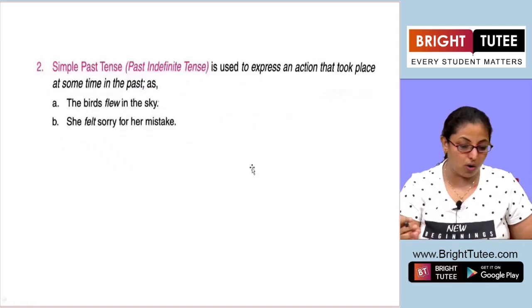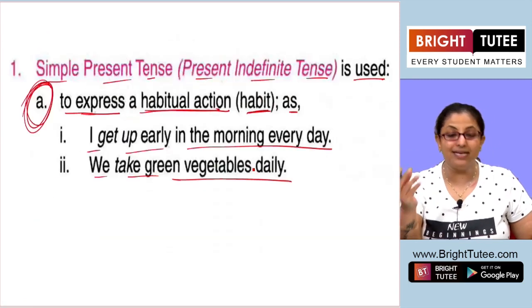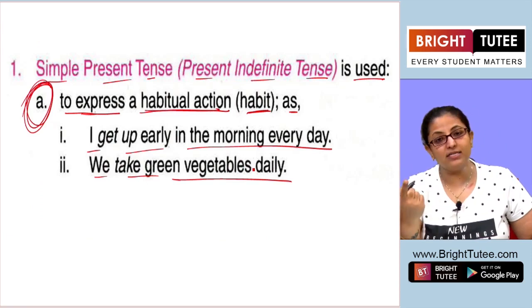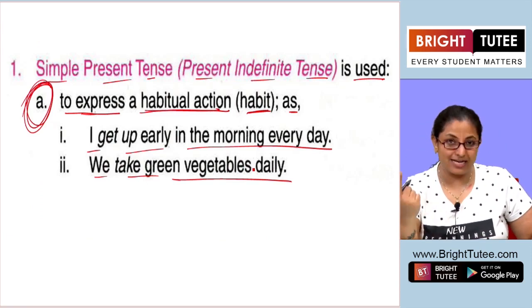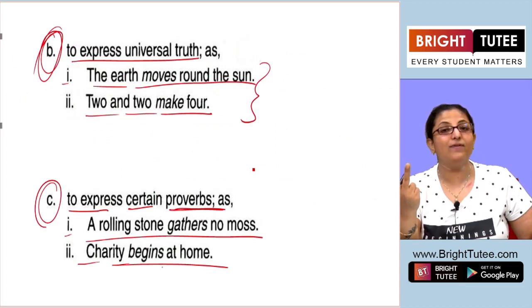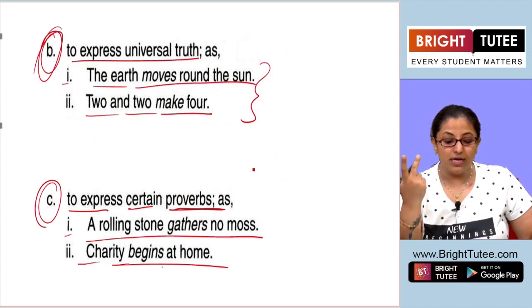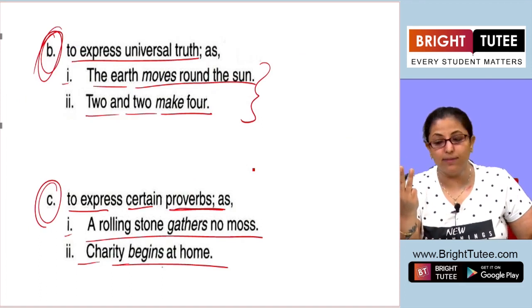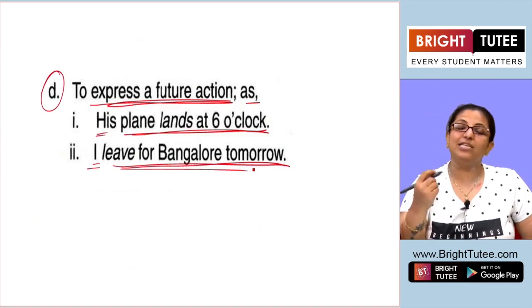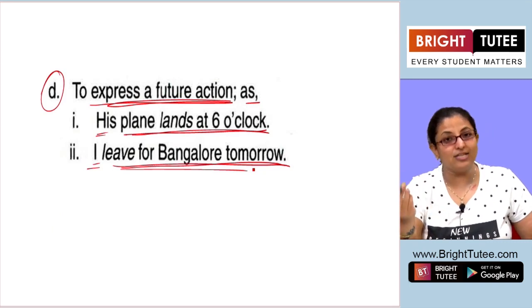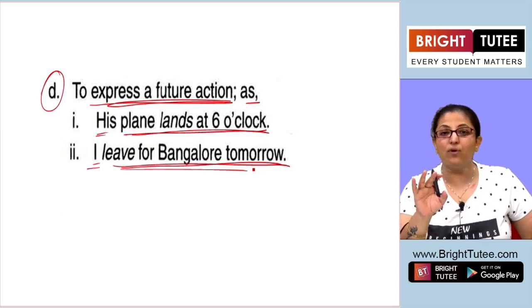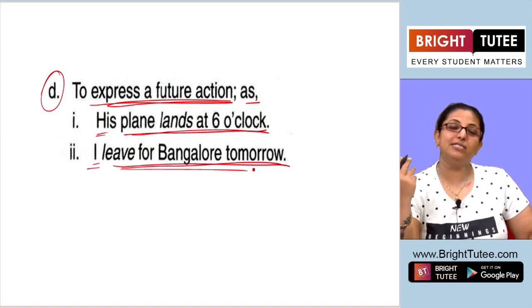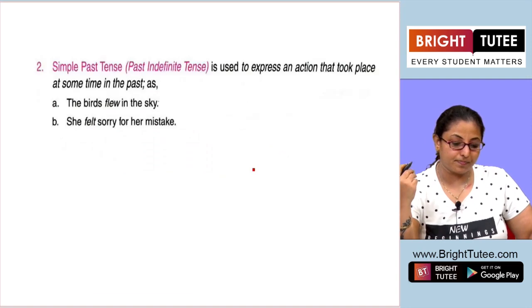So there are 4 categories where the simple present tense form is used. First, when we talk about a habitual action. Second, when we talk about a universal truth. Third, when we express a certain proverb. And fourth, when we express a future action. Alright, so these are the four categories or areas where we use simple present tense.